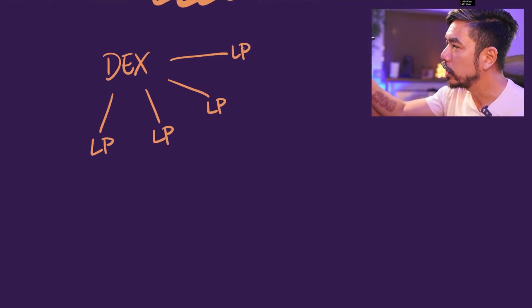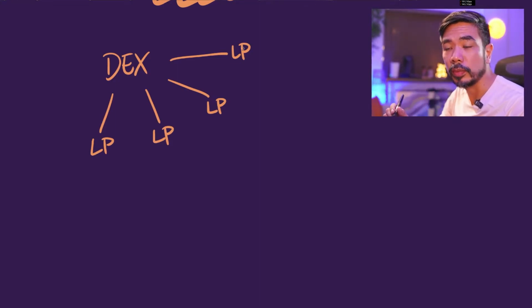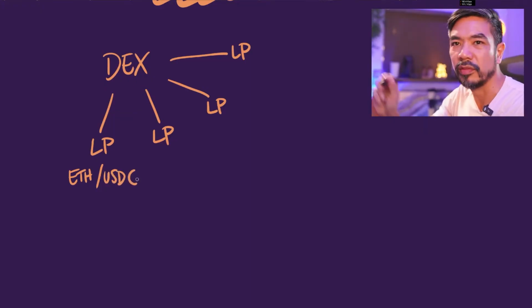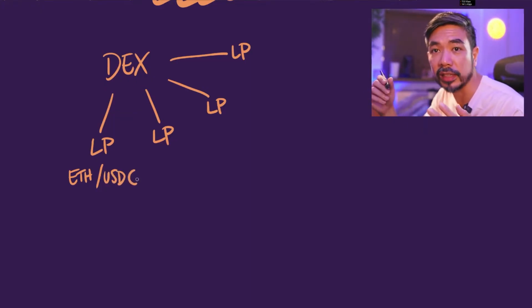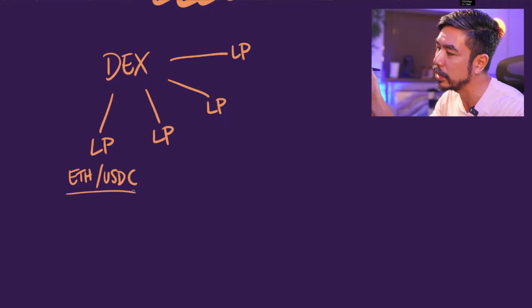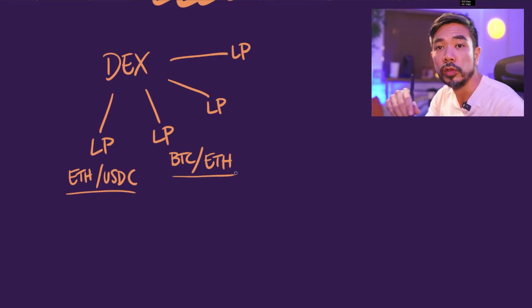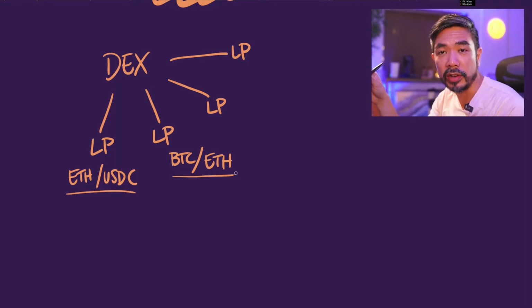Every DEX is basically made up of many different LPs, or liquidity pools. And these liquidity pools are basically just pairs of cryptocurrencies. So the most common one is usually ETH and USDC, because this is basically the underpinning of many DEXs all over, regardless of which blockchain it is. ETH and USDC is one of the most popular pairs. Another LP might be BTC and ETH, right? And this would allow you to trade between Bitcoin and Ethereum.